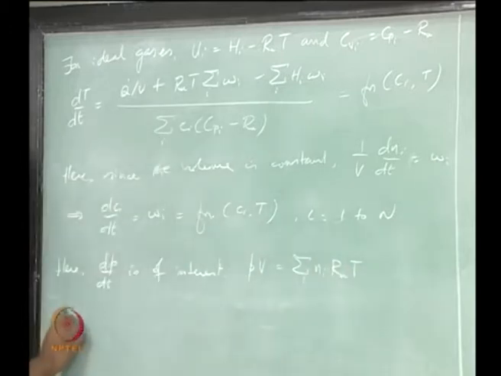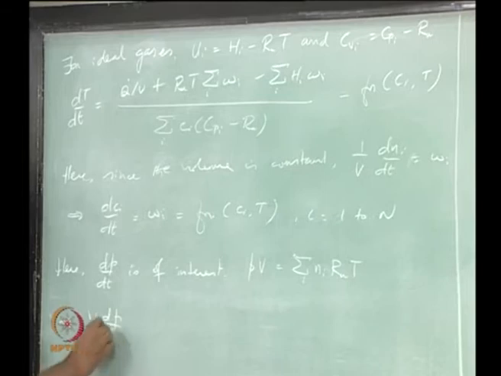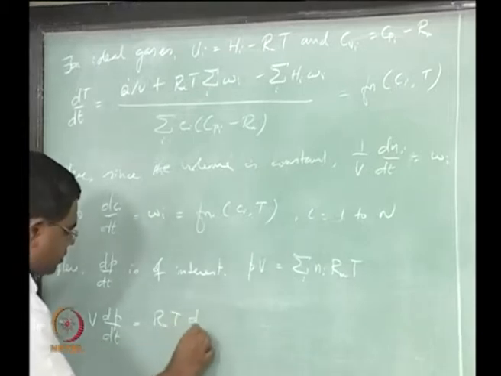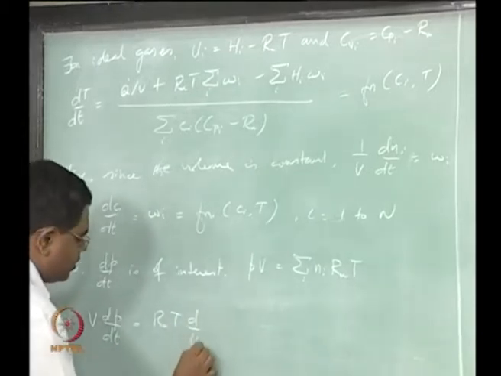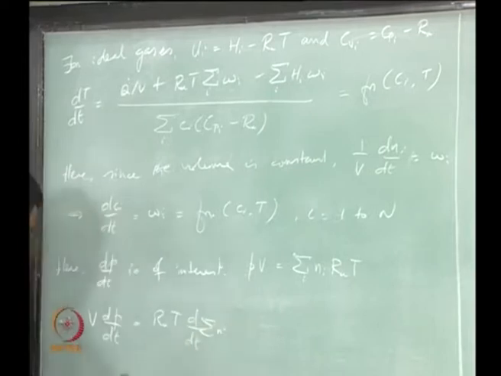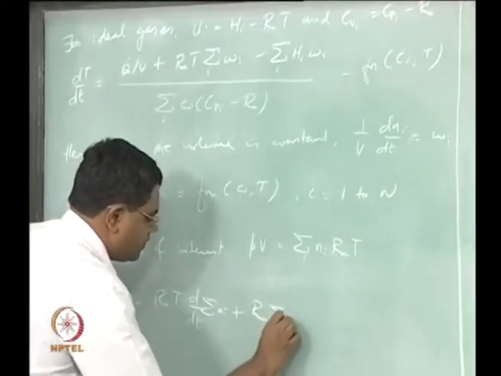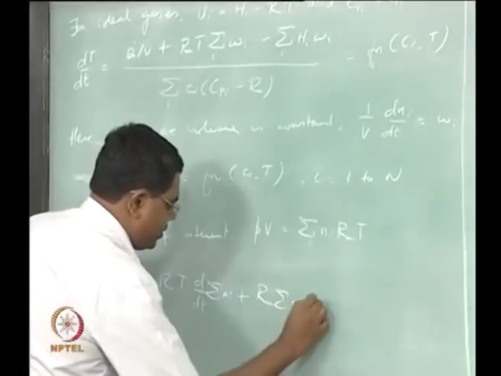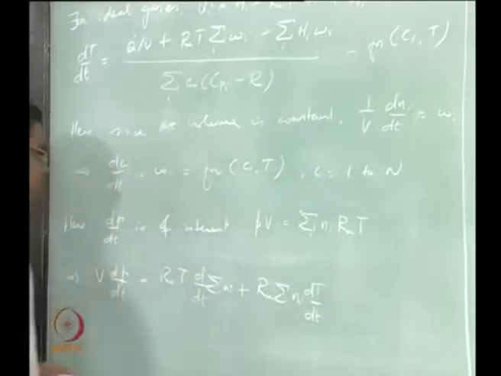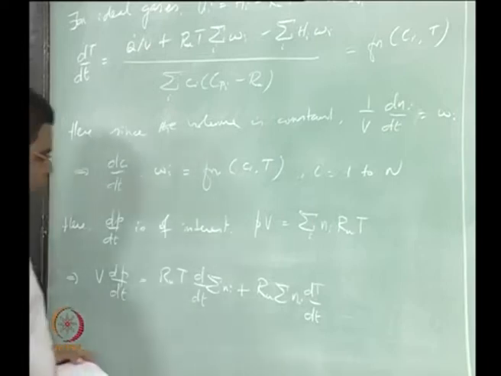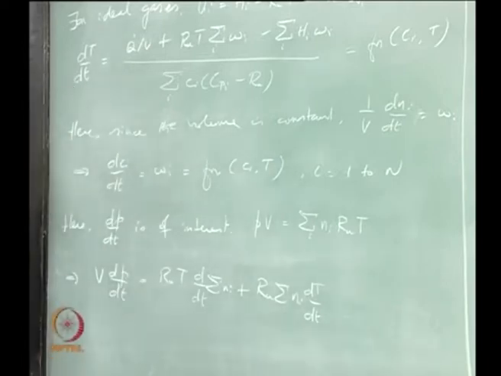So V dp/dt is equal to RuT d/dt of sigma ni plus Ru sigma ni dT/dt over dt. That means there is a contribution because of change in the number of moles and a contribution because of change in temperature with respect to time towards the rate of change of pressure.